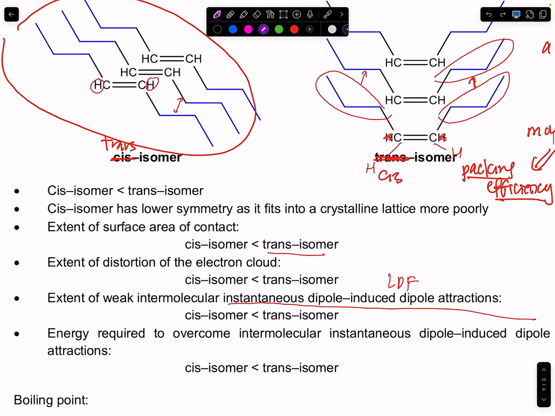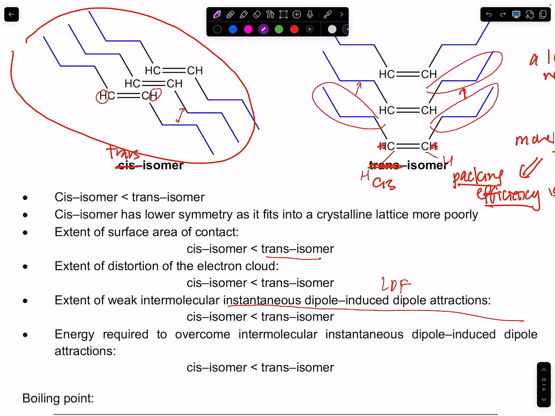Are you able to see that or not? Ken? Are there any questions here, guys? No? All good? Wait, what do they mean by distortion of the electron cloud? It means how many London dispersion forces can I form? And that's affected by the surface area of contact.